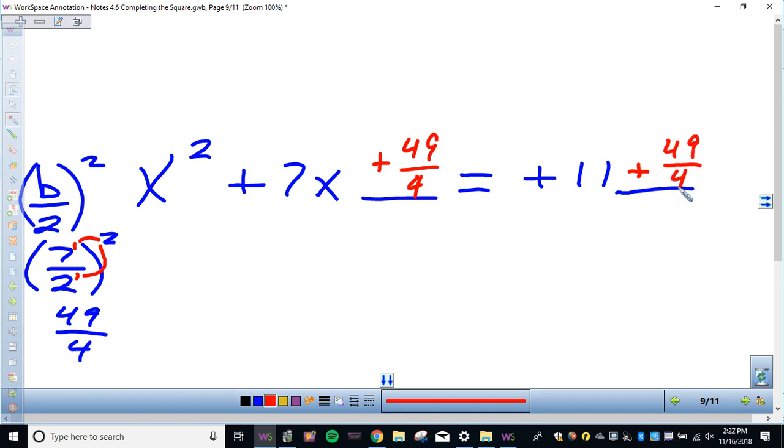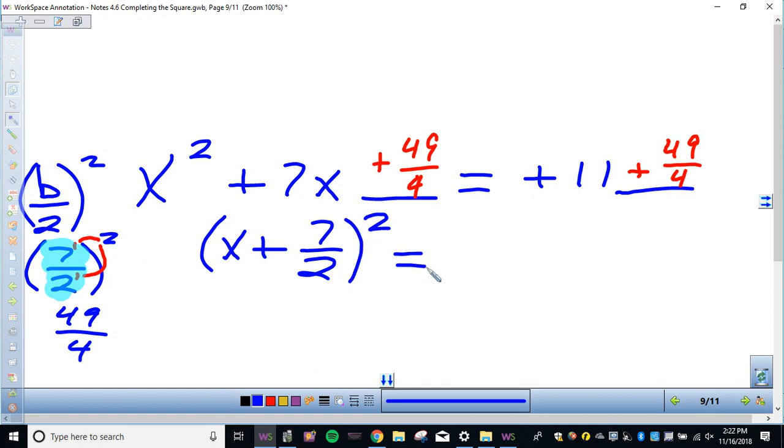So what's the square root of 49 over 4? 7 over 2, right? So we're just looking right here, because we squared it on this step. So if I want to figure out what it is square rooted, I just look one step up. So this left side becomes x plus 7 over 2 squared.